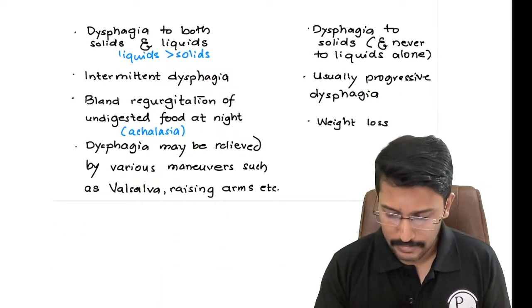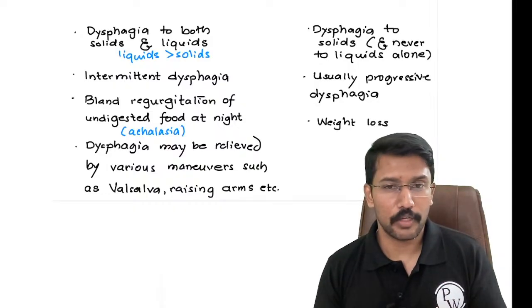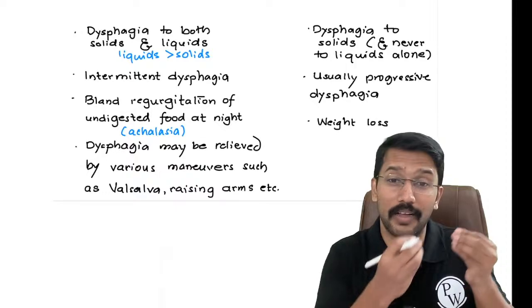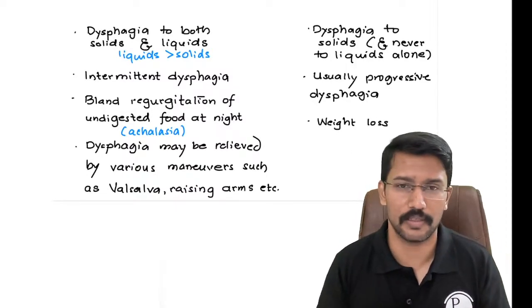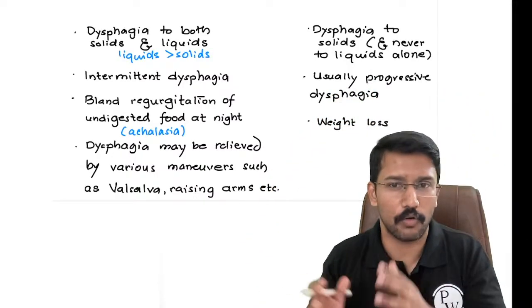Okay, and in case of your motility disorders, the Valsalva maneuver generally activates the vagus nerve. So you may be able to get a little better work extracted from the vagus nerve by doing the Valsalva maneuver, and that is why it can relieve the dysphagia. Similarly, if I raise the arms, the anatomy might facilitate easy emptying of the esophagus.